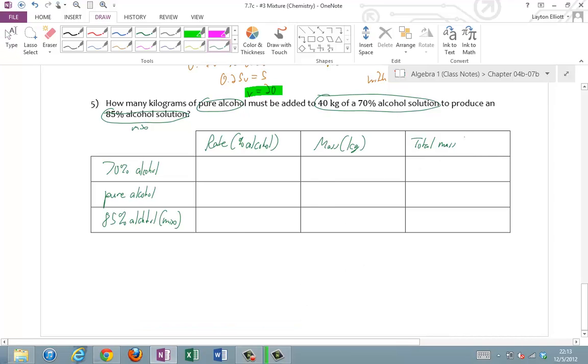Subtract 28 from both sides. I get 6 plus 0.85x is equal to x. Subtract 0.85x from both sides and I get 6 is equal to 0.15x. And then we do 6 divided by 0.15, and that gives me 40. x is equal to 40.